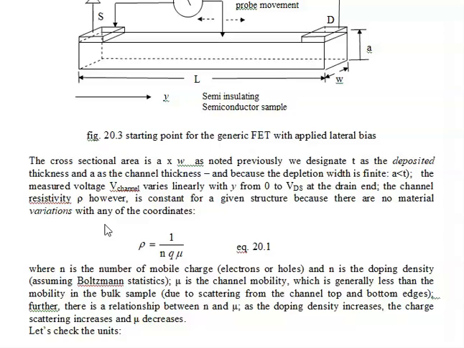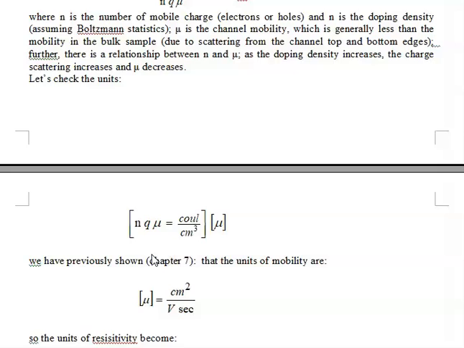So now we can go back and look at the resistivity, and the resistivity is equal to, this goes way, way back to our first sessions, just 1 divided by the conductivity. And the conductivity is given by NQ, where NQ is coulombs per cubic centimeter, multiplied by the mobility. And that is our basic equation, and that's the one we're going to be looking at in some more detail. First, let's check the units.